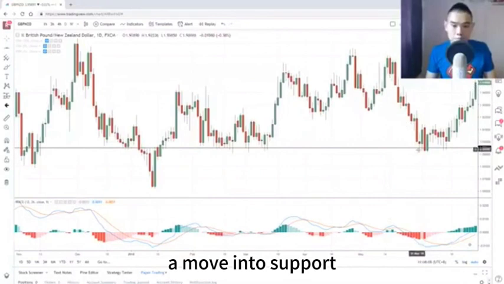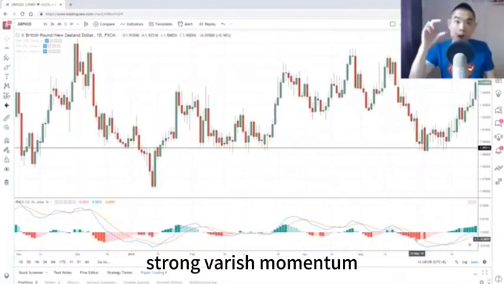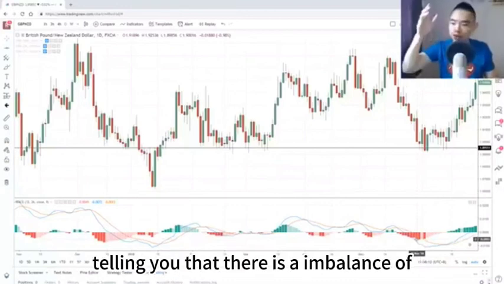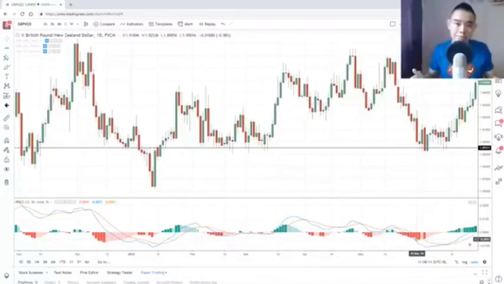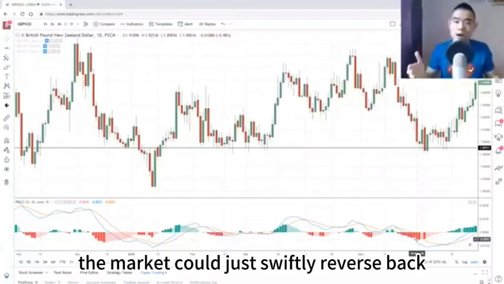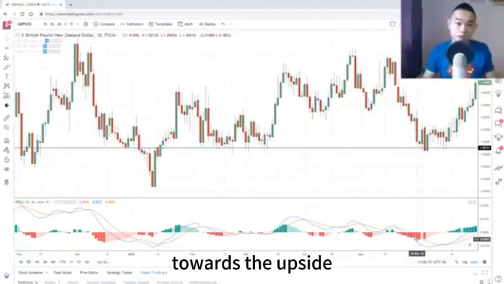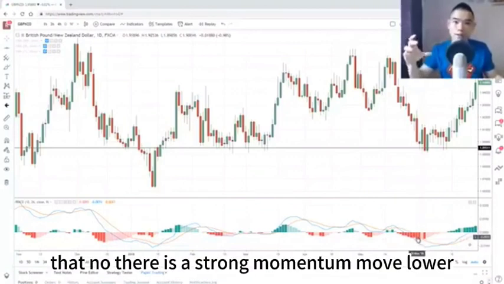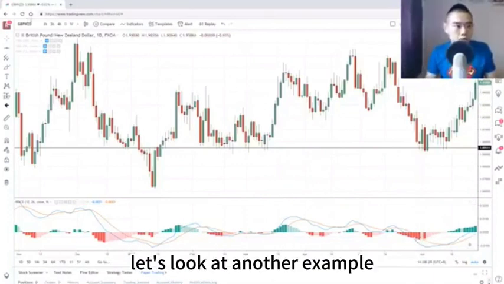Okay, so this is what you want to see: a move into support, strong bearish momentum. You don't want to see weak bearish momentum. You want to see strong bearish momentum, telling you that there is an imbalance of selling pressure. And this tells you that whenever there is a strong move lower, the market could just as swiftly reverse back towards the upside. So this MACD histogram is a sign to tell you that there is a strong momentum move lower. Let's look at another example.